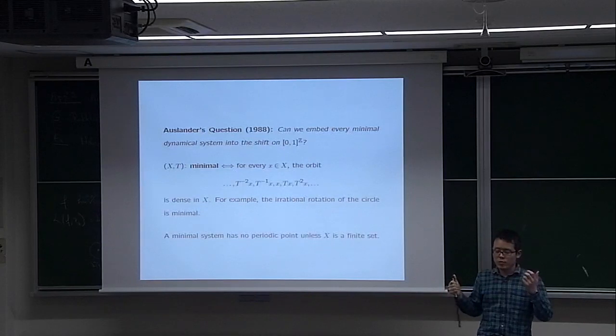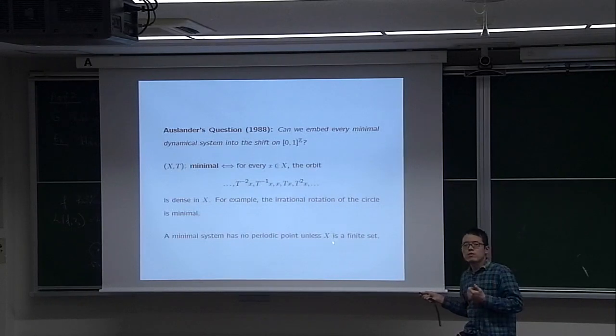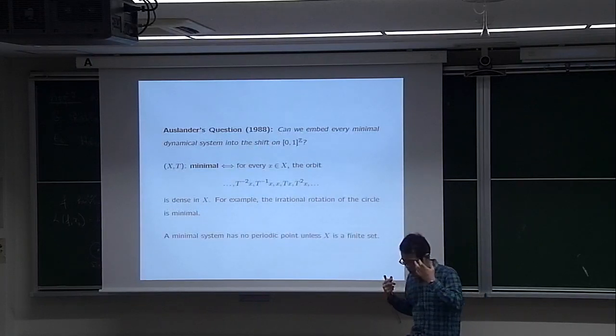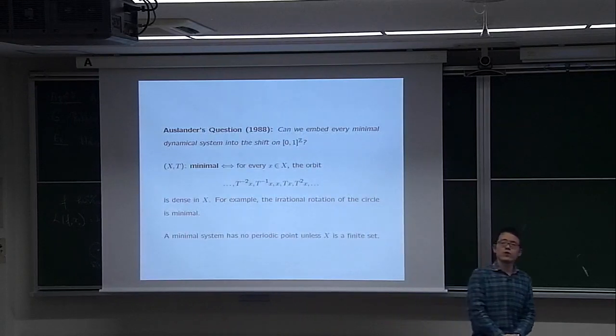Why did Auslander ask this question? The point is that a minimal system has no periodic point unless X is a finite set. And the finite set case is a very trivial case for this embedding problem. So morally speaking, this question means that we want to consider the simplest case having no periodic point and ask what happens. This is the meaning of Auslander's question.